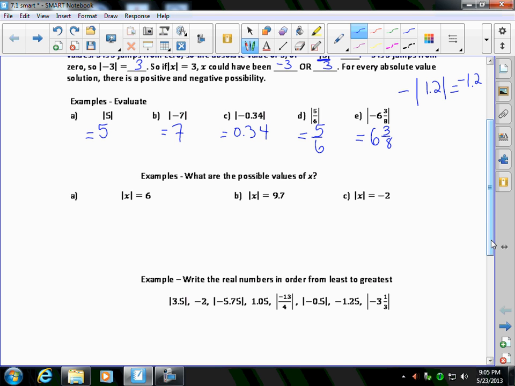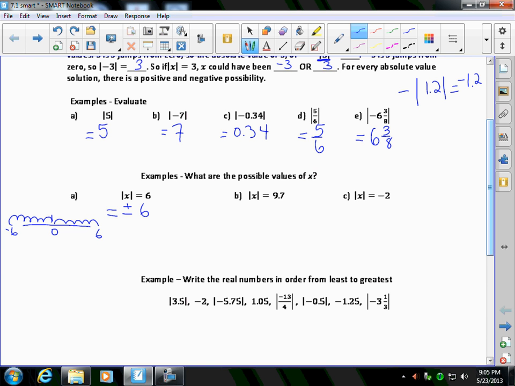So example B says, what are the possible values of x? What it's asking is, what could be inside that absolute value of x that has a distance of 6 from 0? Well, positive 6 has a distance of 6 from 0, but so does negative 6, because it doesn't matter which side of 0 it is, it's still 6 jumps this way, or 6 jumps that way.